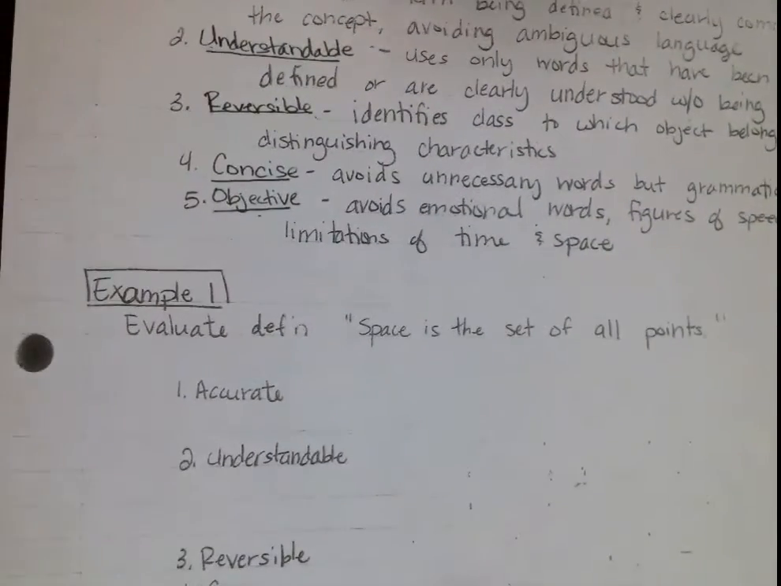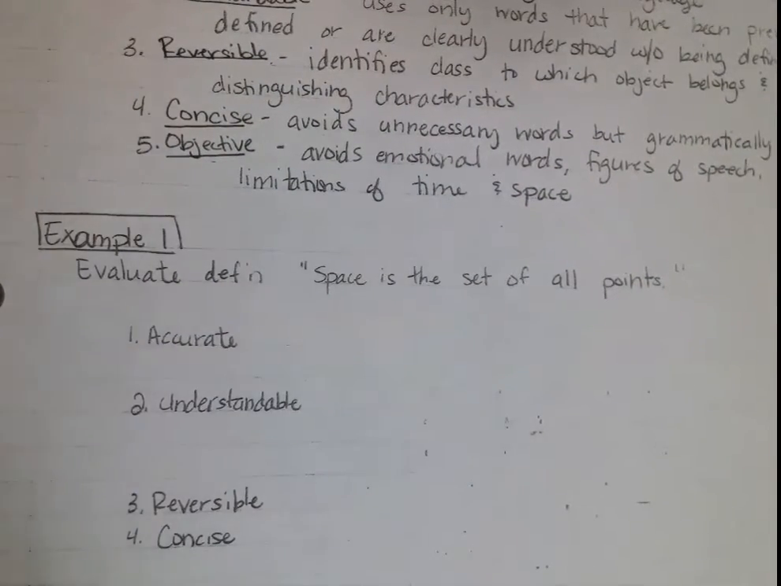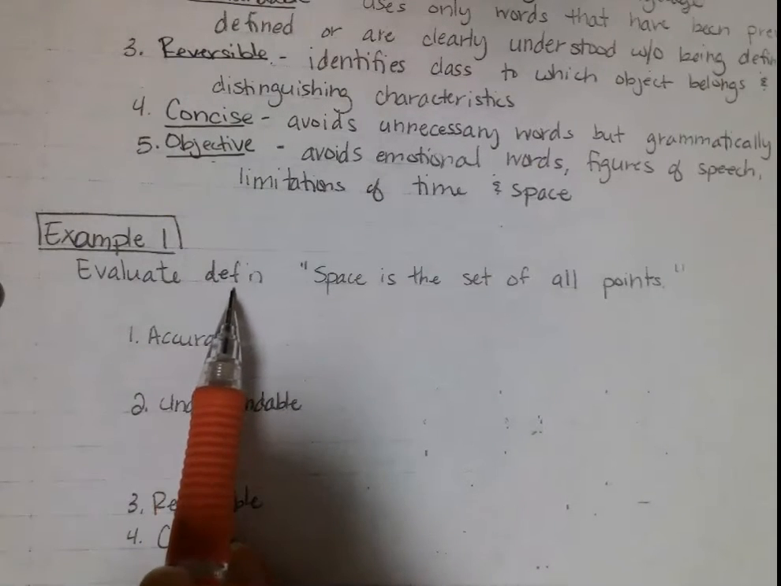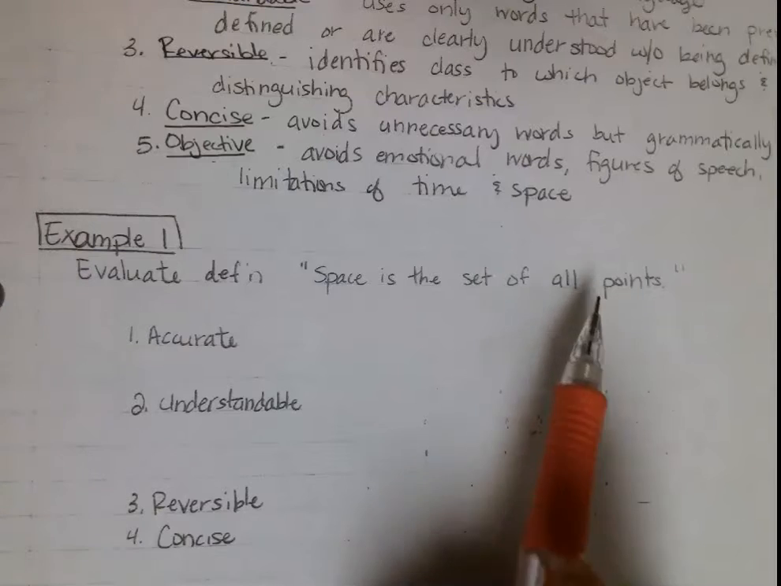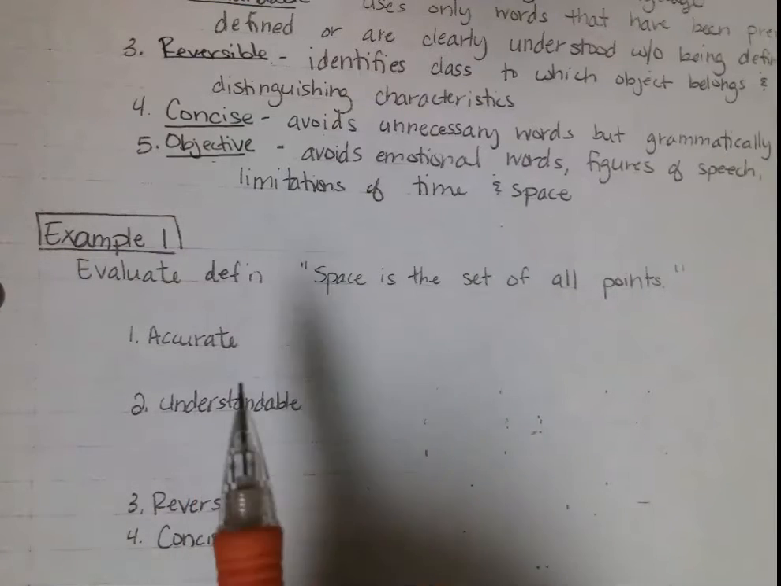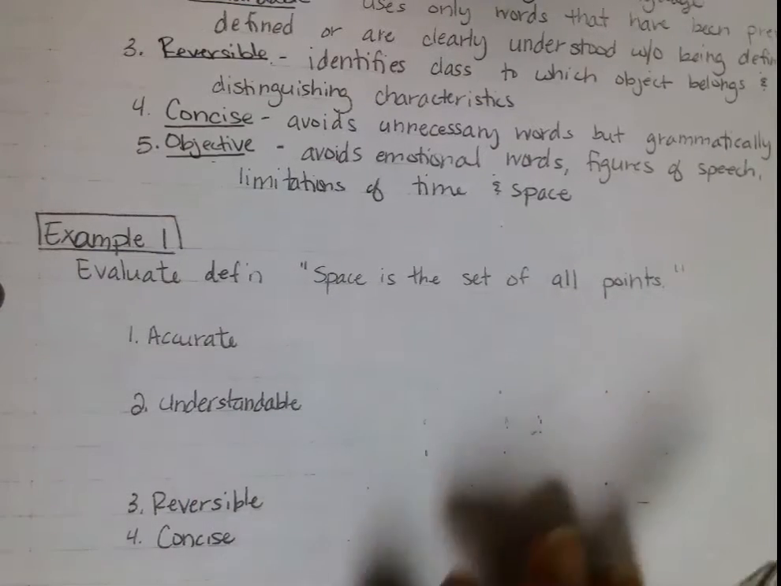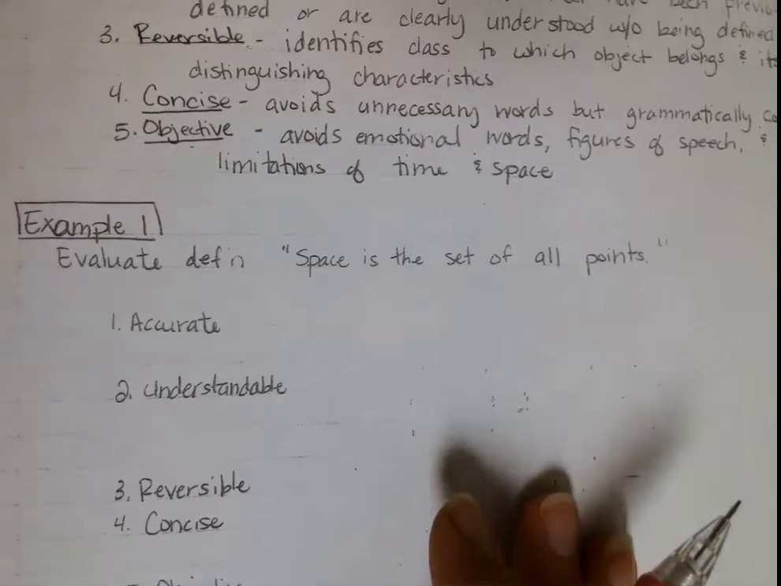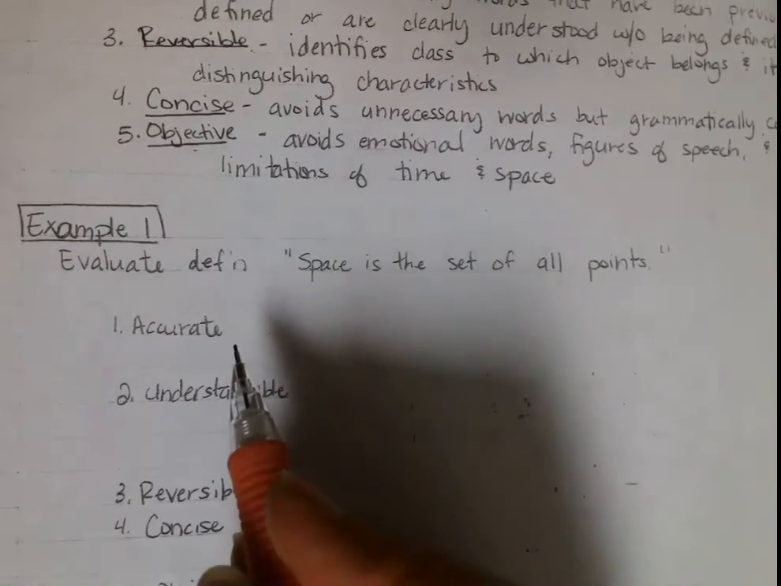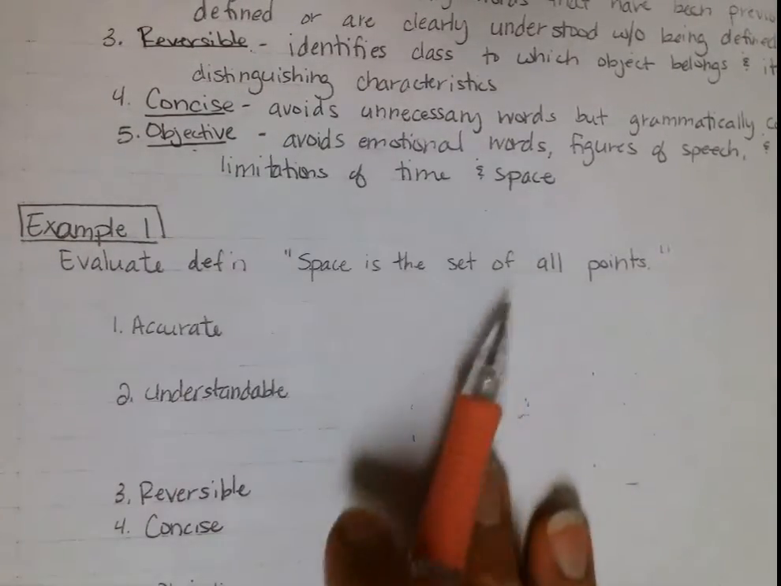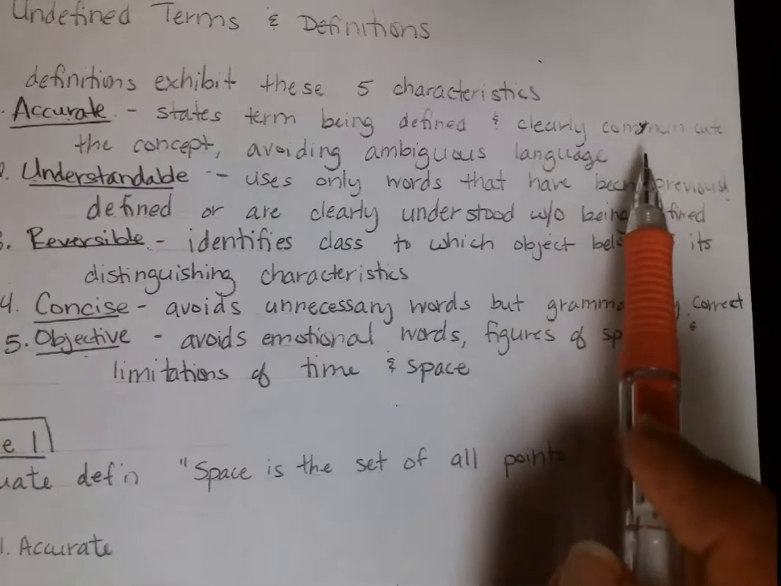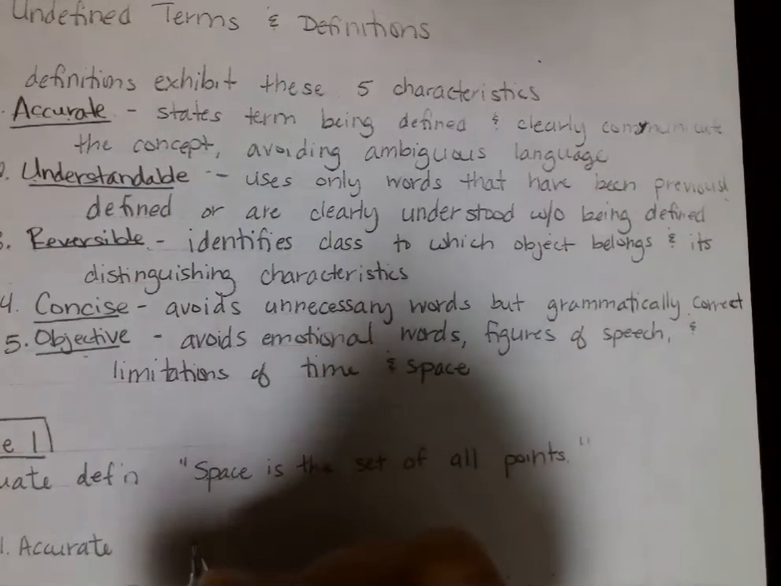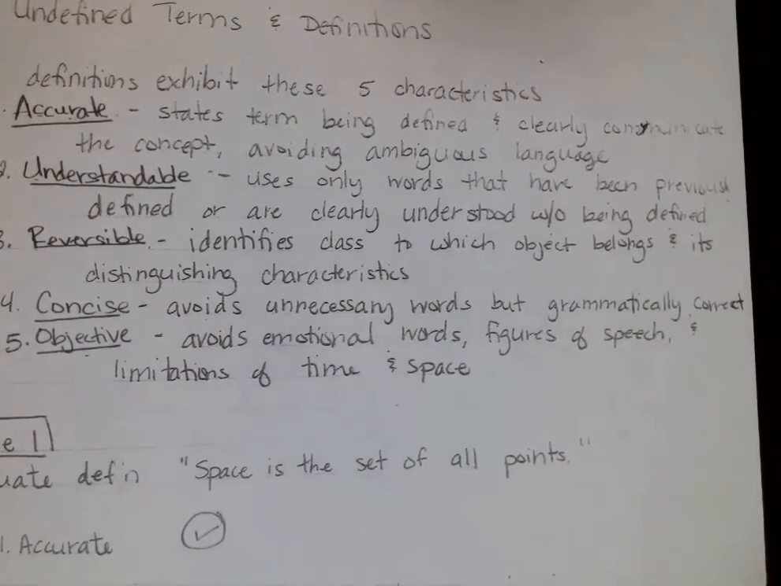So let's practice it. Example 1 says evaluate the definition. So this is the definition: space is the set of all points. All right, so we want to look at, is it accurate? Is it understandable, reversible, concise, and objective? All right, so first of all, accurate. Okay, if we go back to our definition, it states the term being defined and clearly communicates it. Check, it is accurate. It does state that.